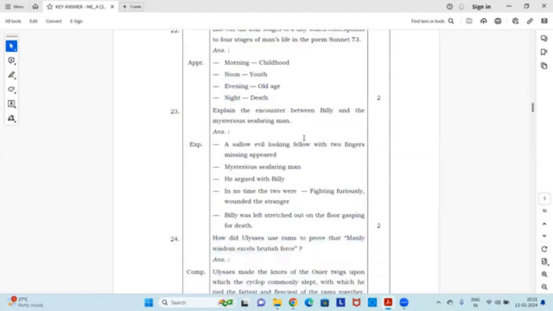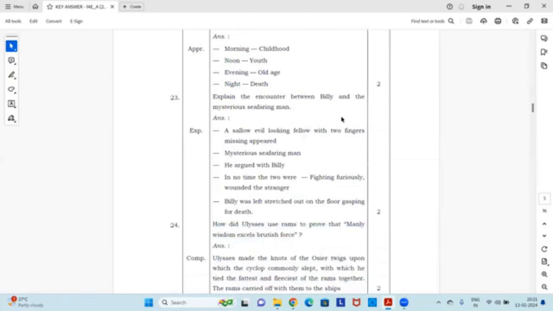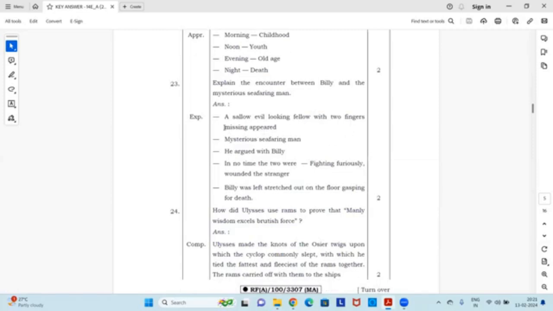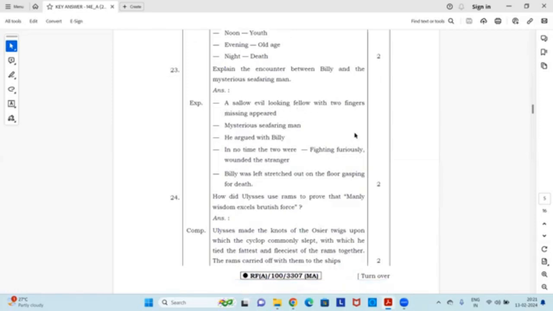Okay, moving to the next question. Explain the encounter between Billy and the mysterious seafaring man. Points are given here. A sallow, evil-looking fellow with 2 fingers missing appeared, the mysterious seafaring man. He argued with Billy. In no time, the two were fighting furiously, and the stranger was wounded. Billy was left stretched out on the floor, gasping for death.